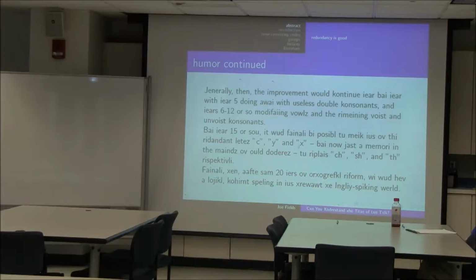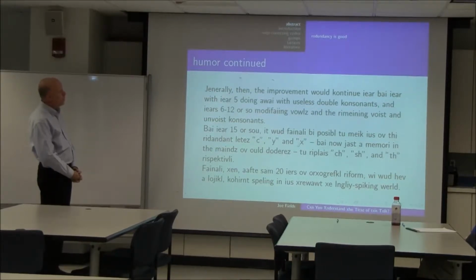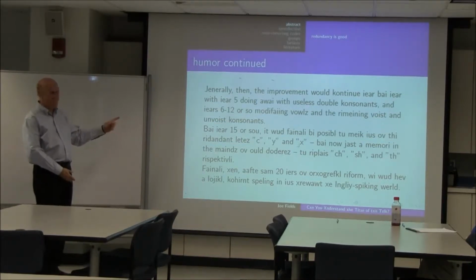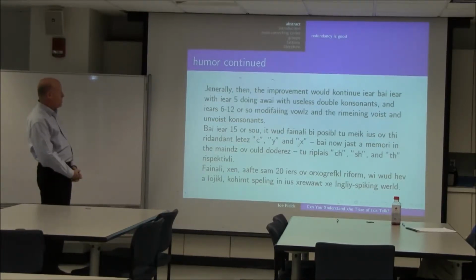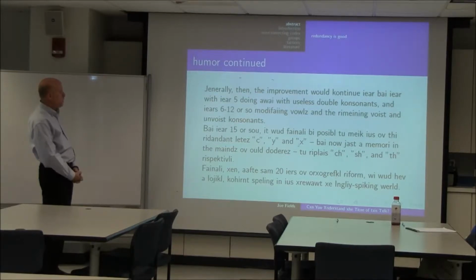Generally then, the improvement would continue year by year, with year 5 doing away with useless double consonants and years 6 through 12 or so modifying vowels and the remaining voiced and unvoiced consonants. Can you still read that part? By year 15 or so, it would finally be possible to make use of the redundant letters C, Y, and X, by now just a memory in the minds of old dotterers, to replace CH, SH, and TH respectively.